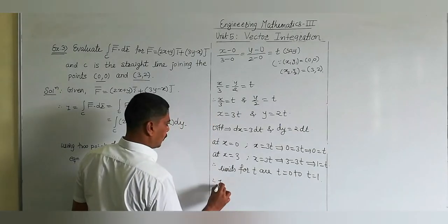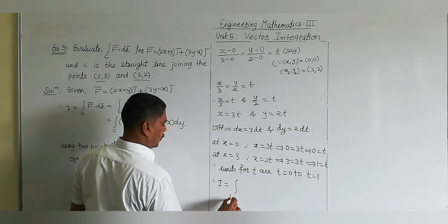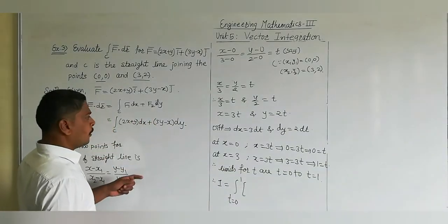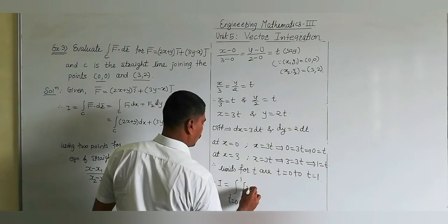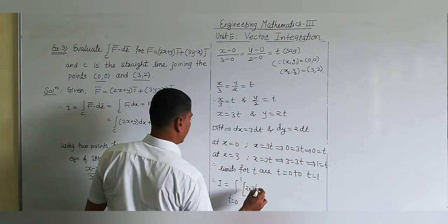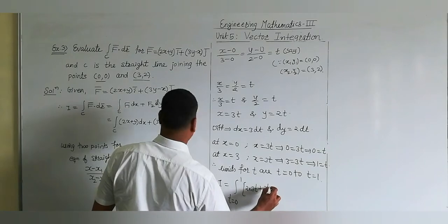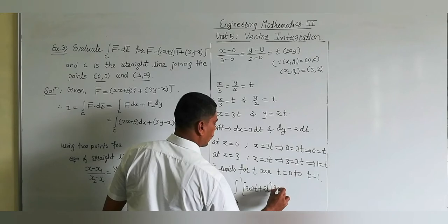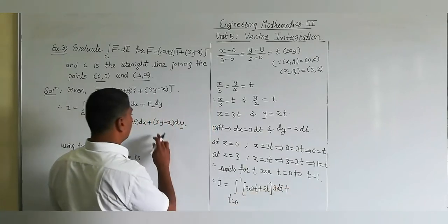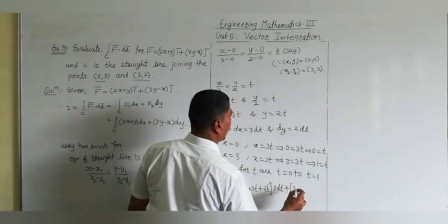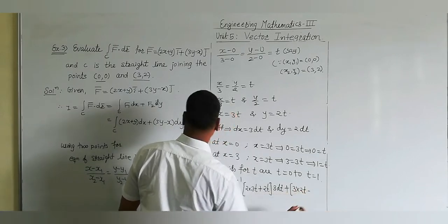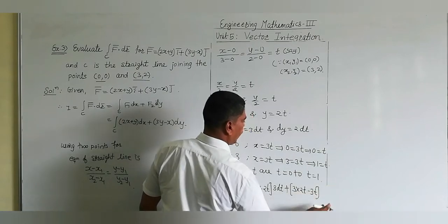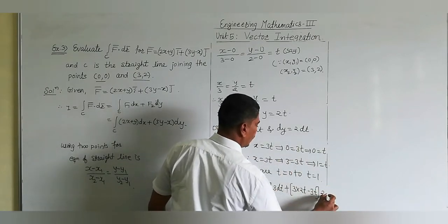And therefore I is equal to integration t is equal to 0 to 1 into bracket 2x plus y, but value of x is 3t, so 2 into 3t, then plus value of y is 2t, into value of dx is 3 dt, plus in bracket 3y, value of y is 2t, minus x and value of x is 3t, into dy, and here value of dy is 2 dt.